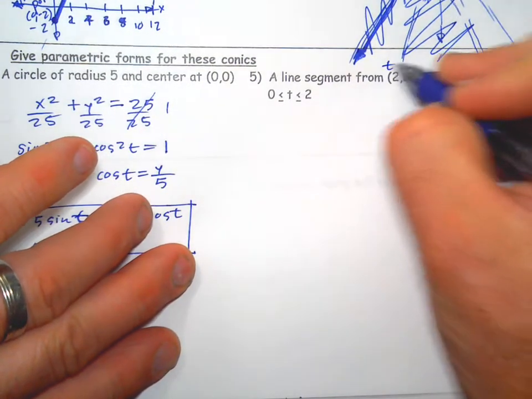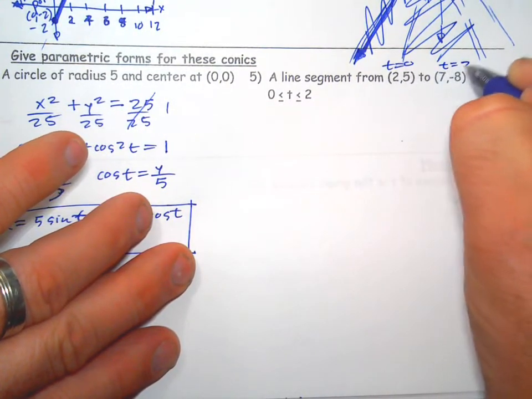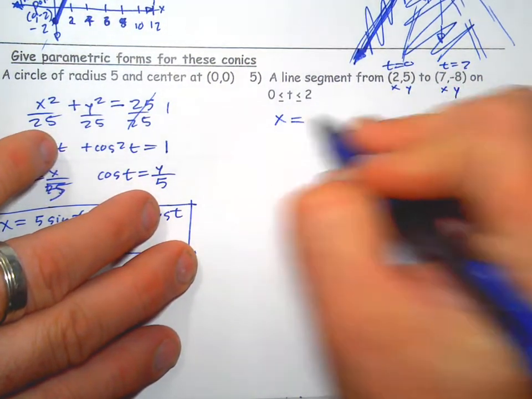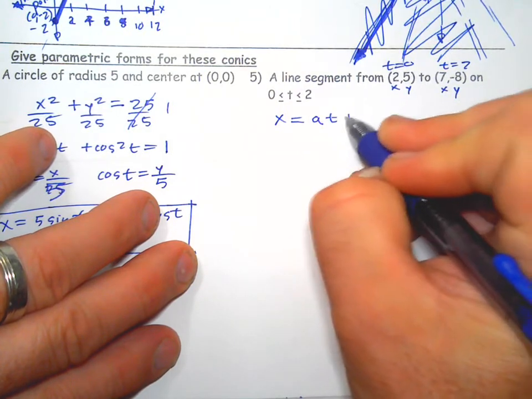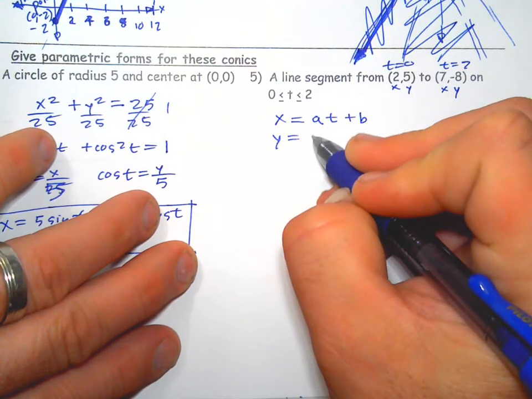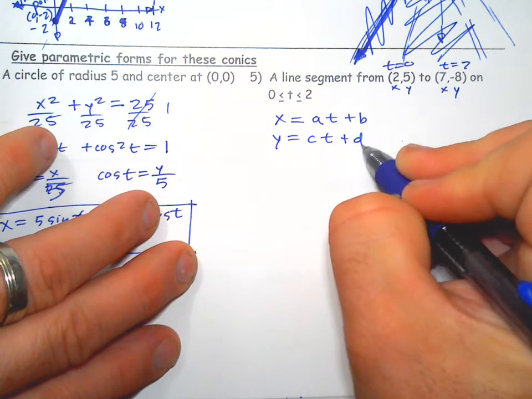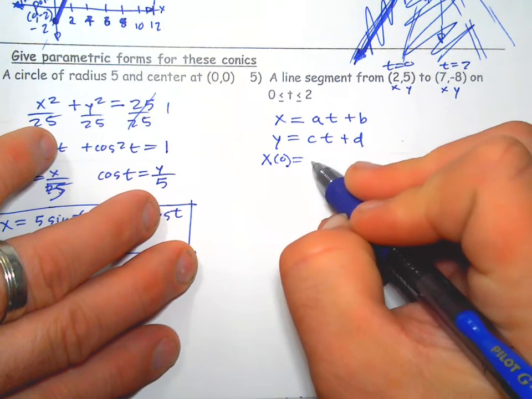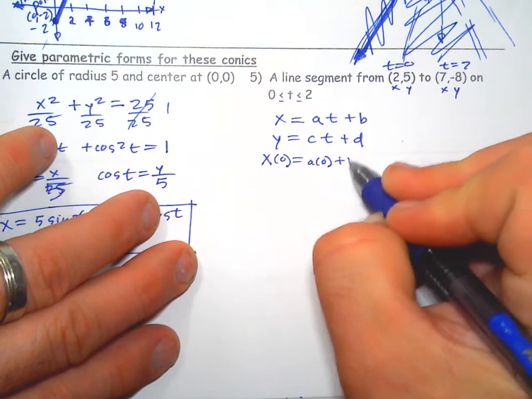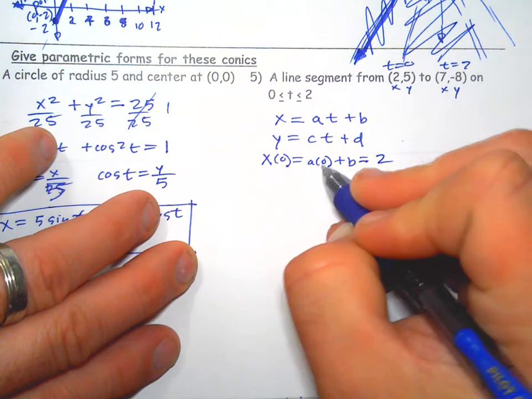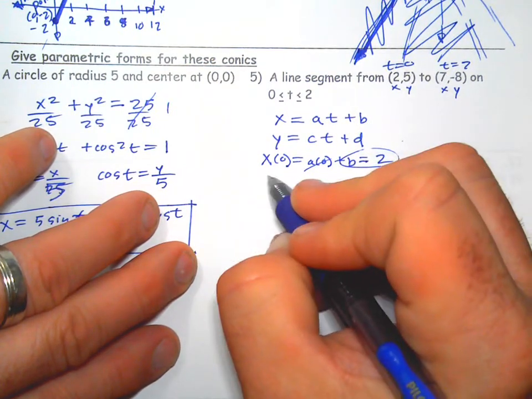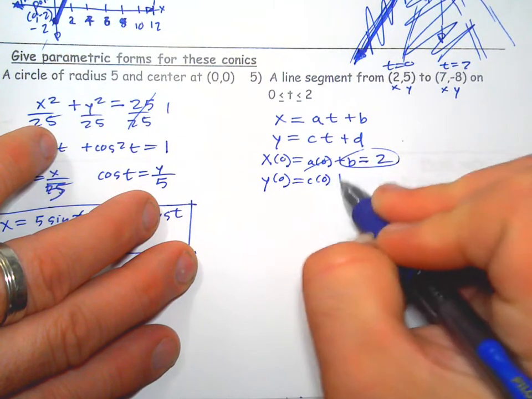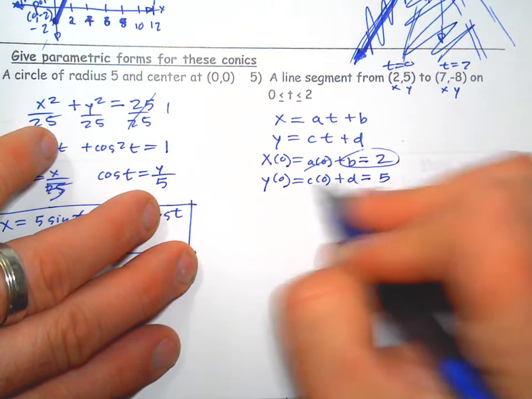So this is time 0. This is time 2. These are the x or y values. And so we know there's going to be two equations. One for x, it's going to be like some number times t plus some number. And y is going to be some other number times t plus some other number. So this is our generic equations here. So if we plug 0 in, we get a times 0 plus b equals 2. And so b equals 2. And then we do y at 0 equals c times 0 plus d should equal 5. And so d equals 5.